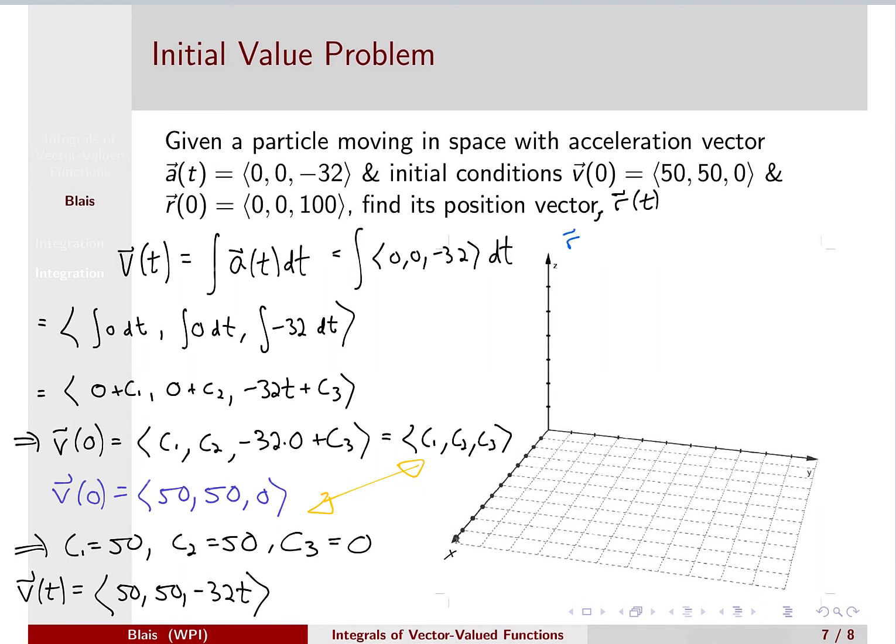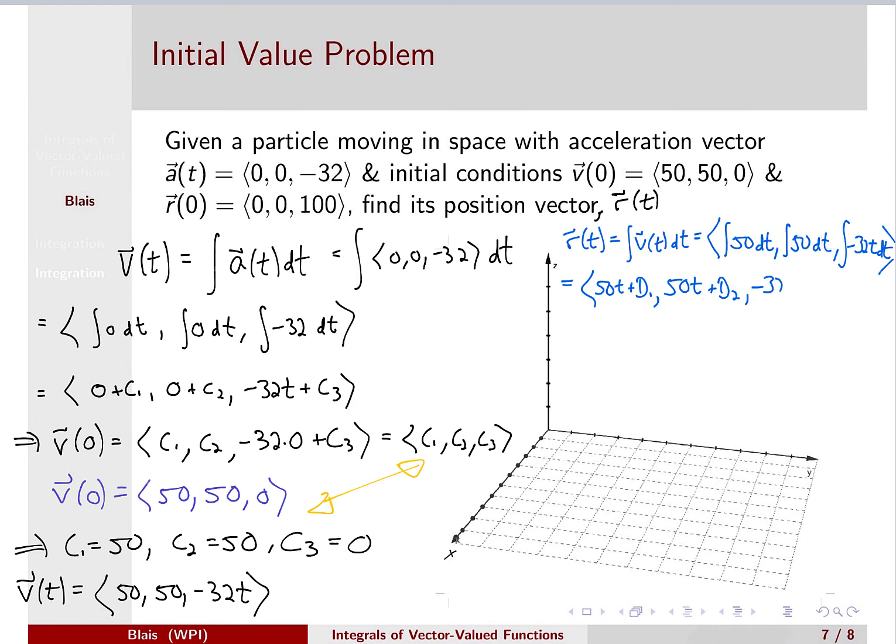To get the position vector, we now integrate the velocity vector with respect to t, and we do this again component-wise. So we have the integral of 50 dt, integral of 50 dt, integral of minus 32t dt, which gives us 50t plus constant, say, d1, 50t plus constant, say, d2, minus 32t squared over 2 plus d3.